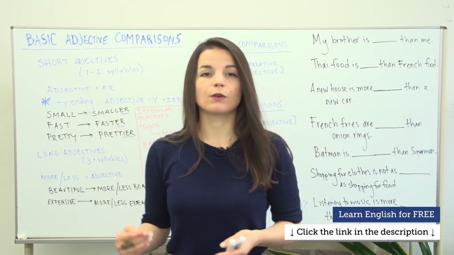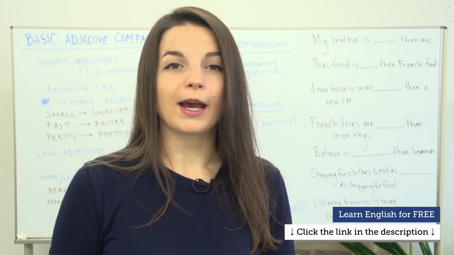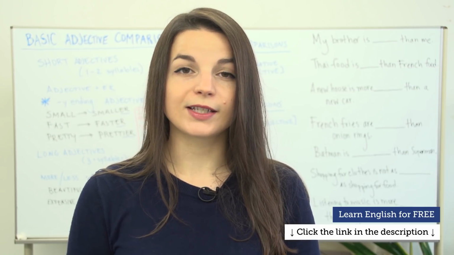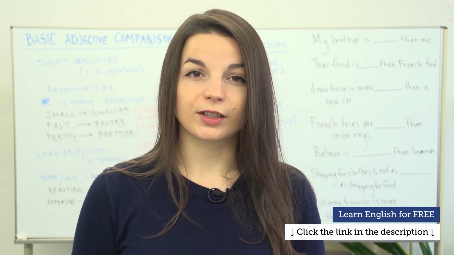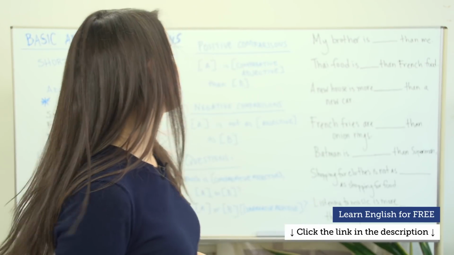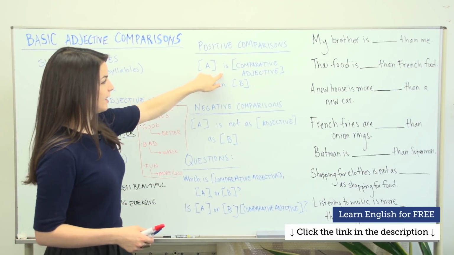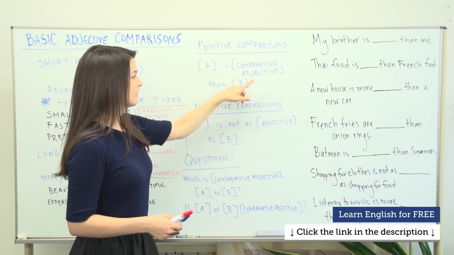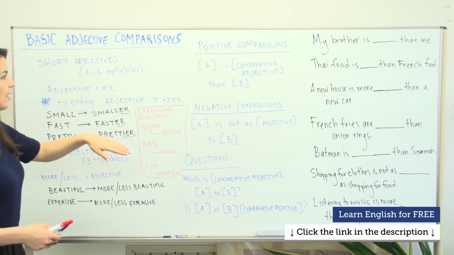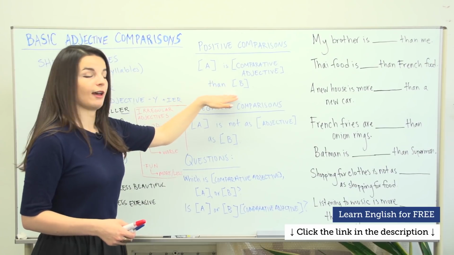Okay, so now that we know how to make a comparison, let's talk about a few different patterns that you can use to explain a comparison, to make a comparative statement, or to make a question asking someone to compare 2 or more items. So, first, to make a positive comparison, we'll say A is plus the comparative adjective, than B. So, for example, I could say, this book is more expensive than that book.